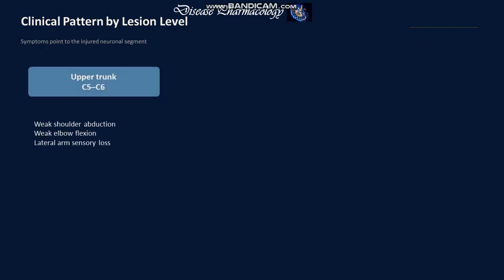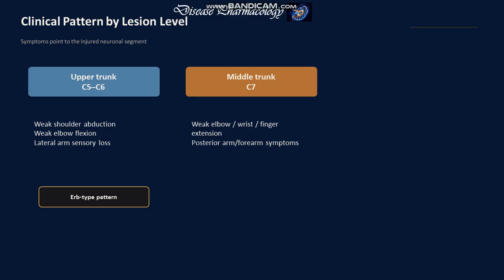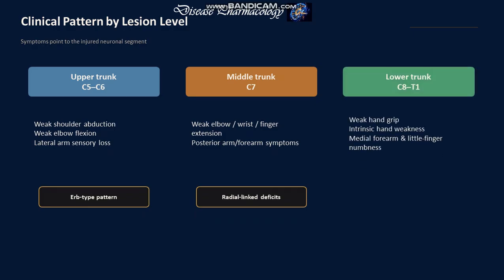Clinical pattern: upper trunk, C5 to C6. As I already told you, C5, C6, C7, and C8 are involved. Middle trunk pattern: radial nerve deficit. Lower trunk pattern: C8 to T1, claw-hand type pattern.